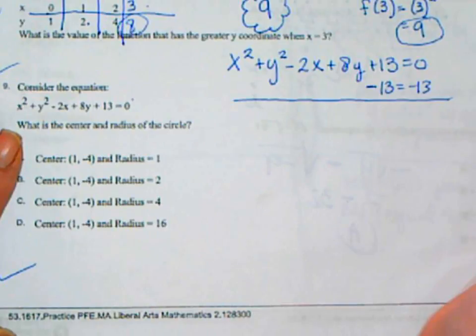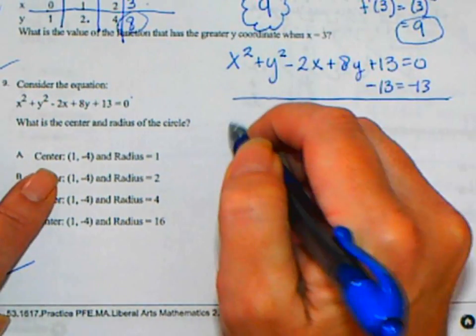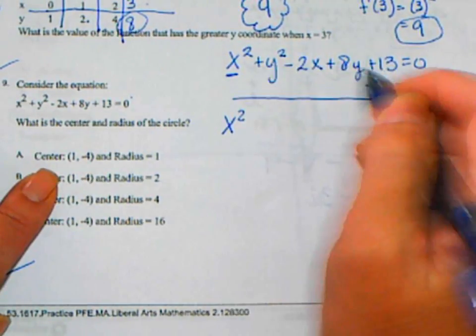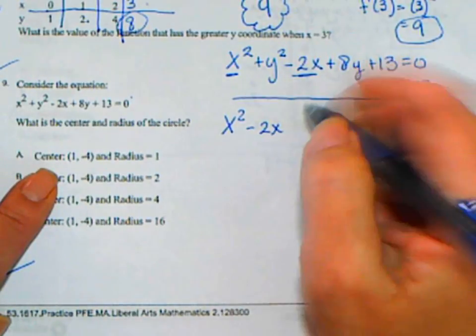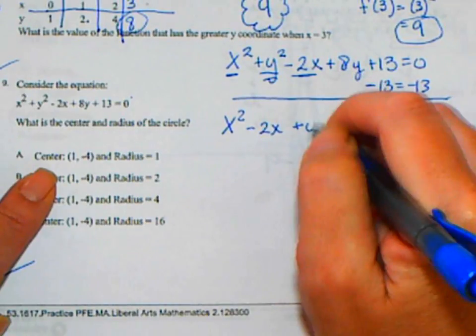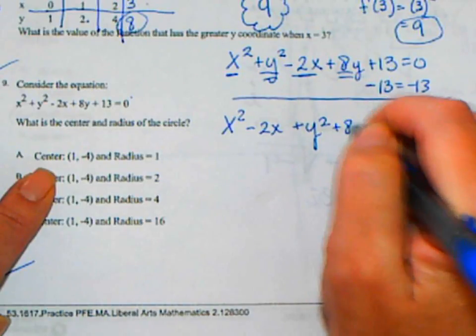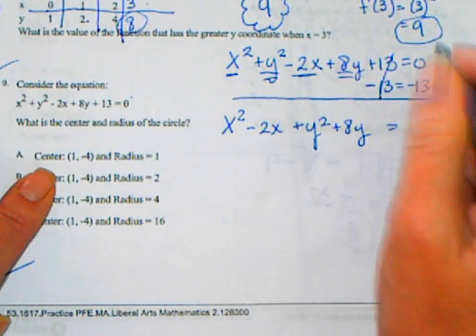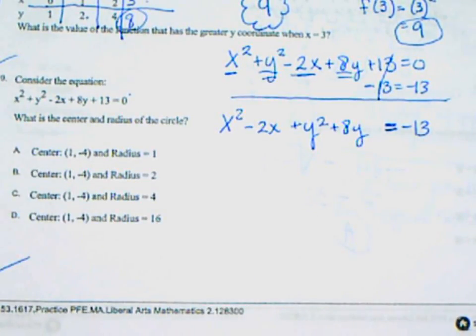Now, when I rewrite this, because I'm going to want to group my x's together and my y's together, I'm just going to go ahead and write it like that. So I'll write my x squared minus 2x plus y squared, and I want to write it in standard form too, plus 8y, and then that went away, equals negative 13. Sometimes it's grouped together pretty already, sometimes it's not. You want it grouped together pretty.